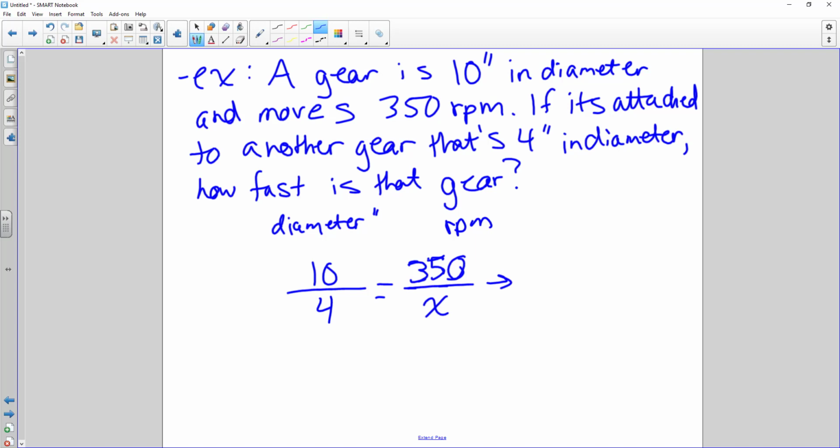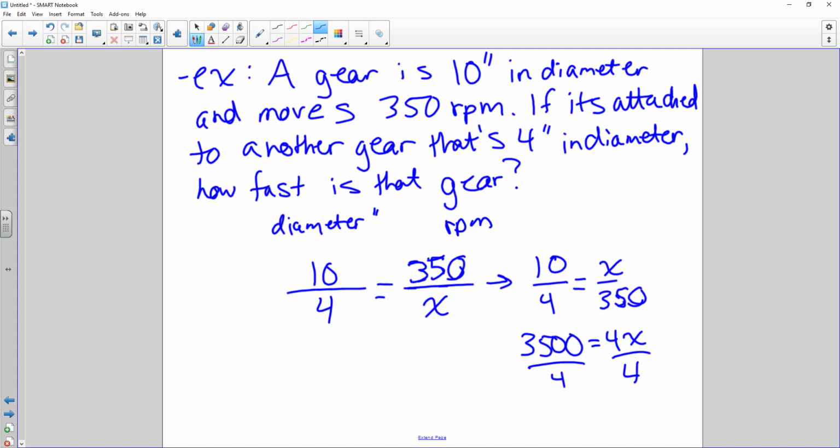I don't know that. So I'm going to do my flipping and make this still 10 over 4, but now equals x over 350. So when I cross multiply, I'll have 3,500 equals 4x. And when I divide by 4, I'll get 875 RPMs, revolutions per minute.